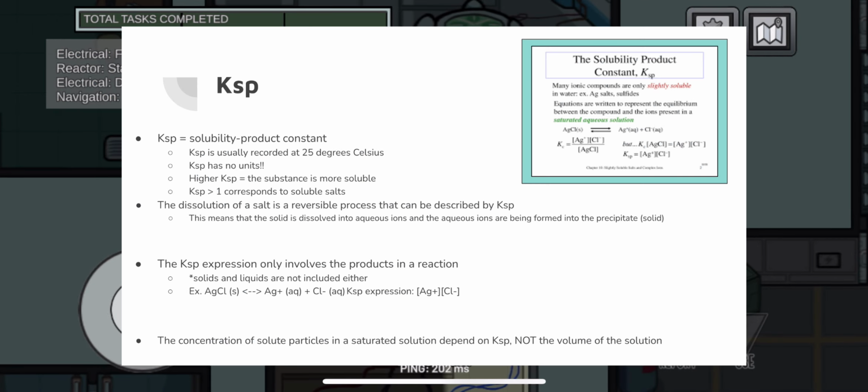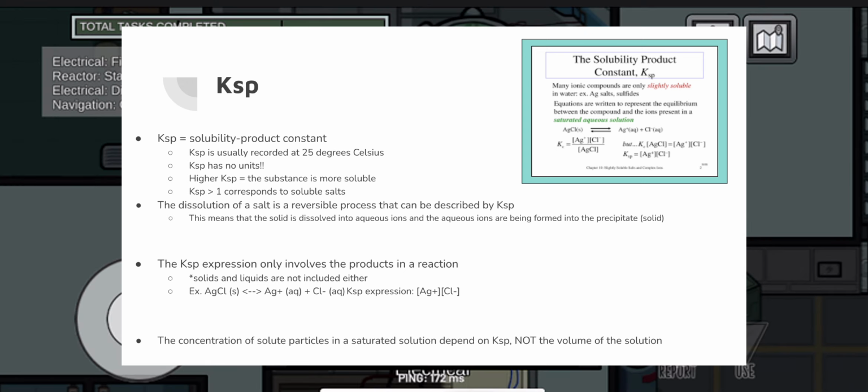So Ksp is the solubility product constant, and it is the equilibrium constant for the dissolution of an ionic solid. It's usually recorded at 25 degrees Celsius and has no units. This can be useful when you are looking at the dissolution of a salt. This reversible process can be seen in the example of solid silver chloride dissolving into its respective ions, and the ions are forming the solid at the same time.